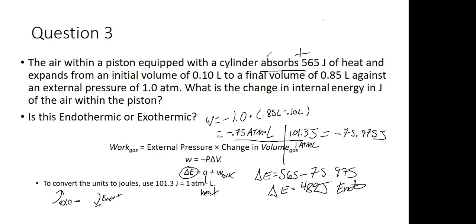The minus pressure, that's just part of the calculation. The minus P, that's the final volume always. Well, so what I did first, not quite sure what you're asking, but for work, it's minus pressure multiplied by delta V, which is always final minus initial. So that's why it's 0.85 minus 0.1, and the change in volume is 0.75. Yep.